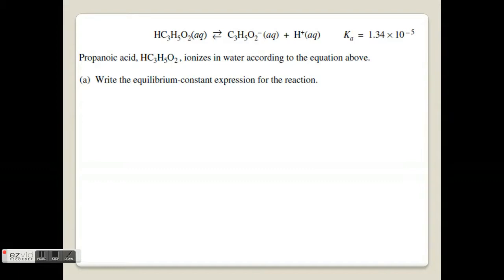Question 1a requires us to write the equilibrium constant expression, which means products over reactants, and so we should get H plus times C3H5O2 minus over HC3H5O2.